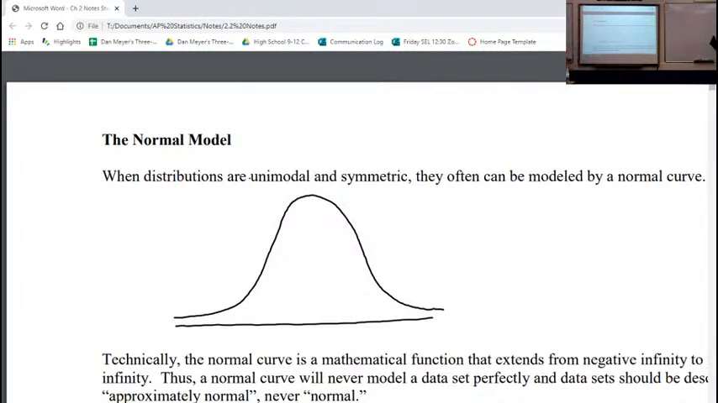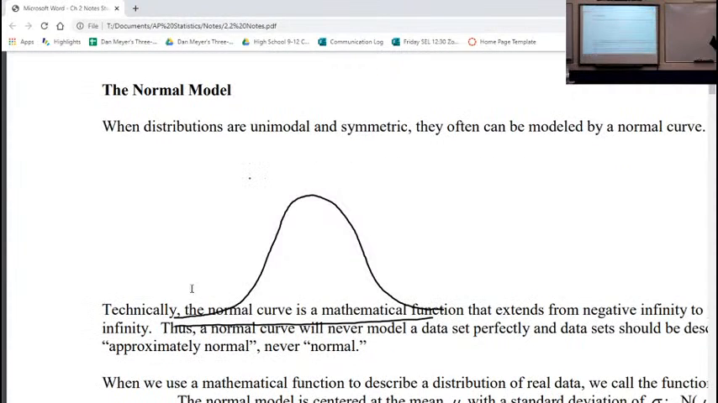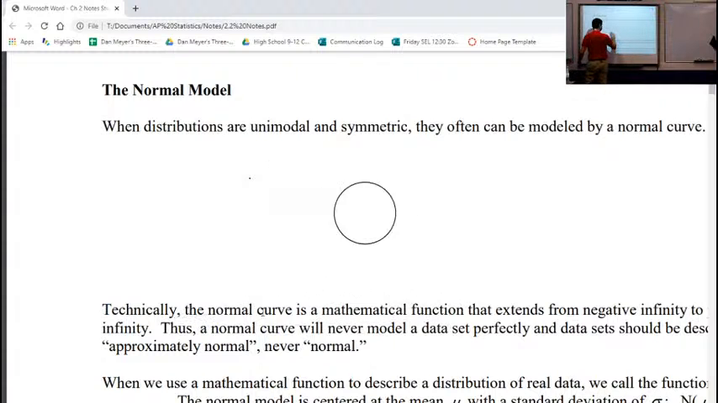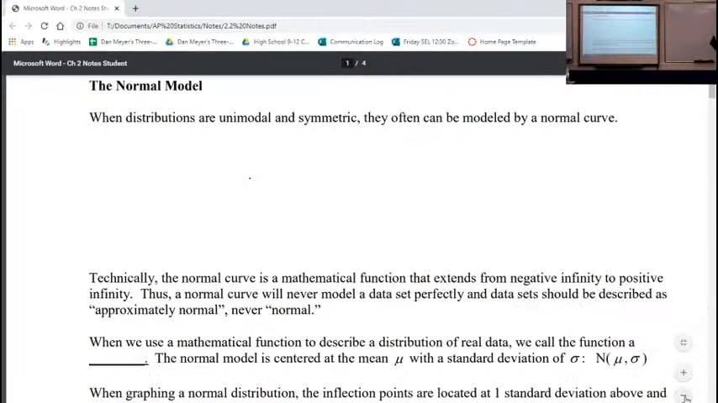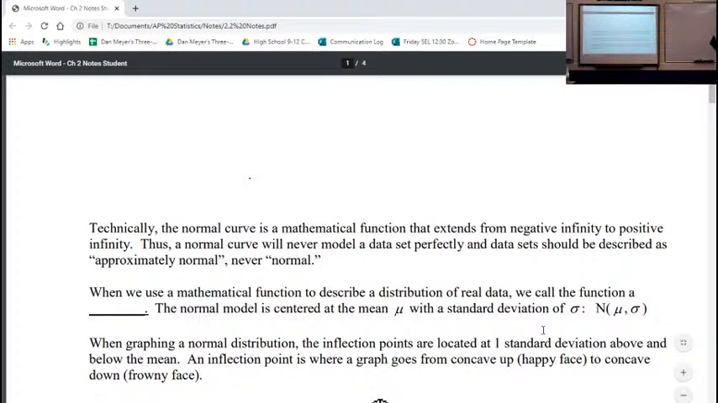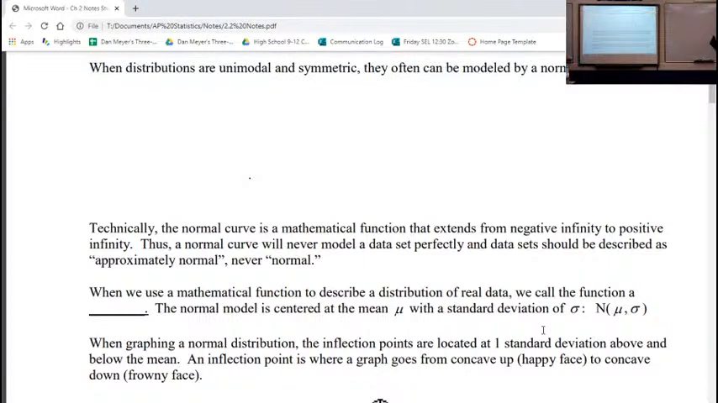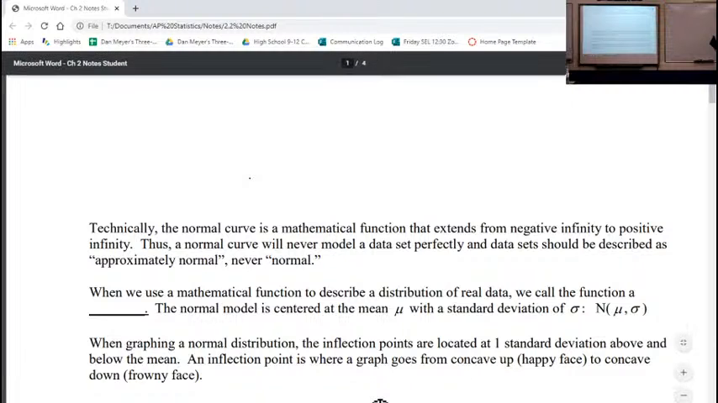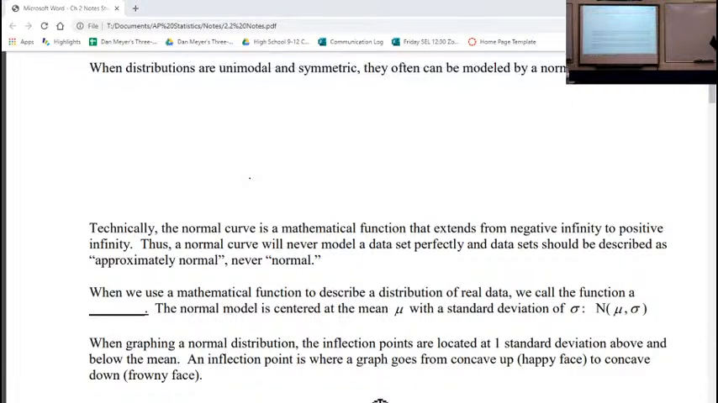If it does, then you can say that the distribution is approximately normal. And the two main pieces that you'll need to know within a normal distribution are going to be the mean and standard deviation. Those are the two things that we're going to use to complete and make up the normal curve.